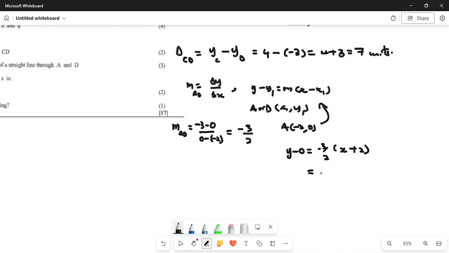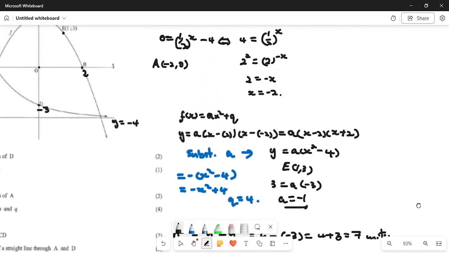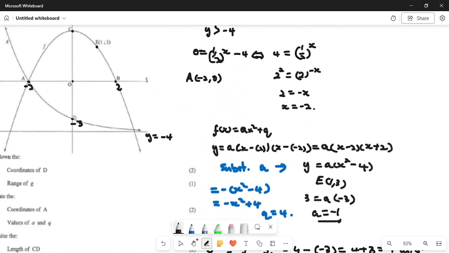Now to simplify this, I will have -3x divided by 2 minus, the 2's will cancel, so that's just a -3. So this is the equation of the line that passes through the points A and D.